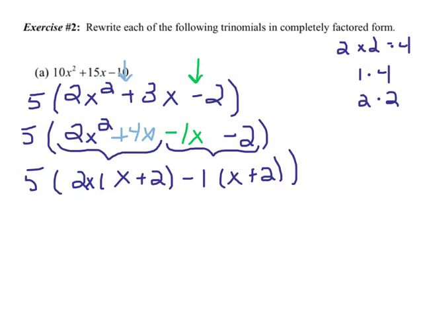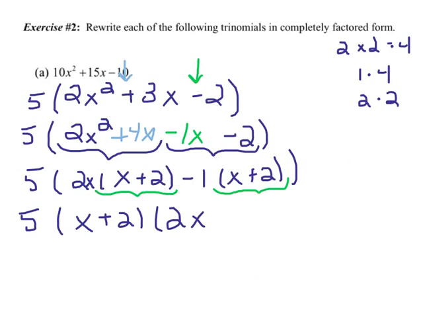Now I have to look for my GCF again. They both have an x plus 2 in common, so that's going to be pulled out. I write my 5, x plus 2, and I'm left with a 2x minus 1. So that's my completely factored form. We have 5 times x plus 2 times 2x minus 1.